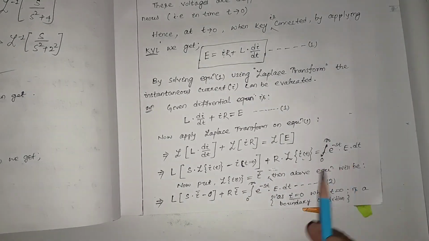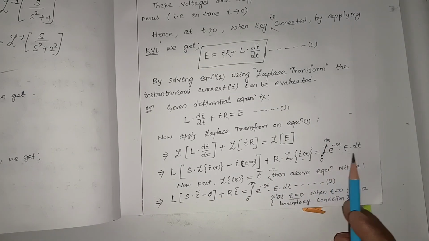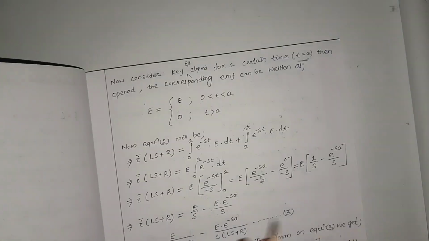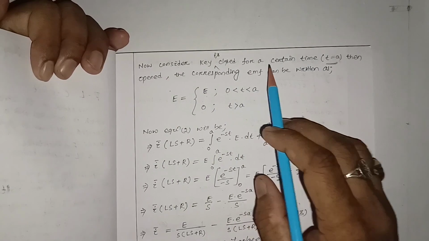Okay, so this side has been written the same. Here you can see nothing has been changed. So let this be your equation number 2. Now the key is closed for a certain time.